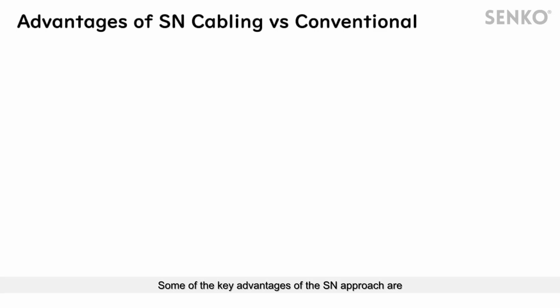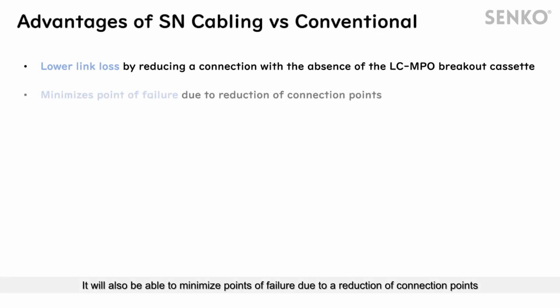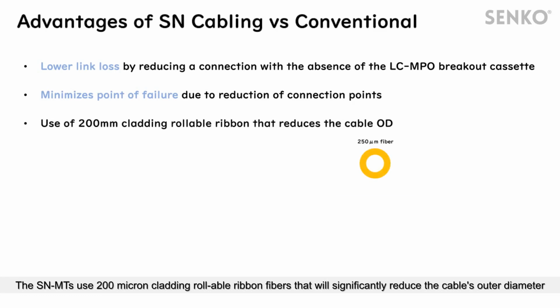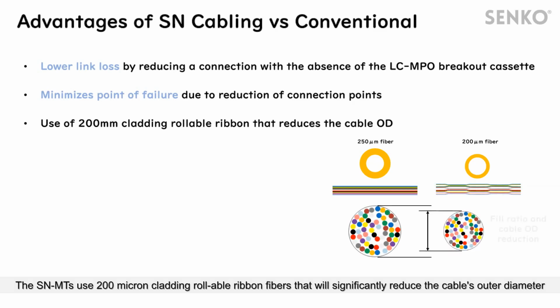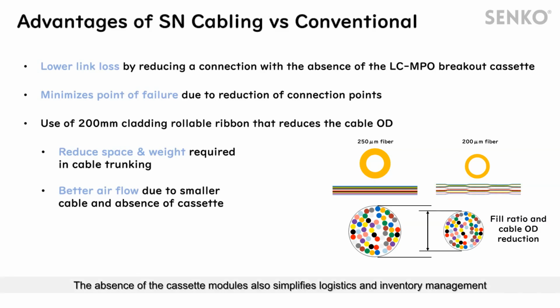Some of the key advantages of the SN approach are a lower link loss by reducing a connection with the absence of the LC to MPO breakout cassette. It will also be able to minimize points of failure due to a reduction of connection points. The SN-MTs use 200-micron cladding rollable ribbon fibers that will significantly reduce the cable's outer diameter. This will not only reduce space and weight required in cable trunking, but also promote better airflow with fewer components. The absence of the cassette modules also simplifies logistics and inventory management.